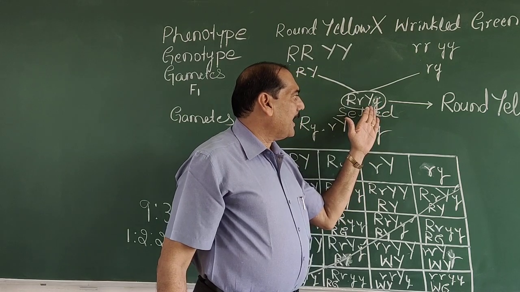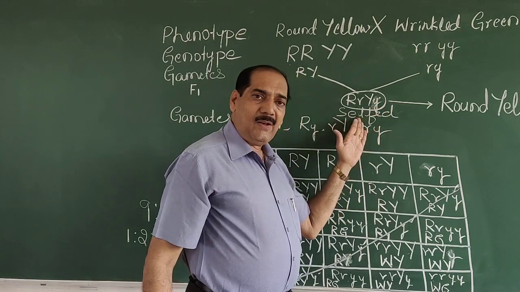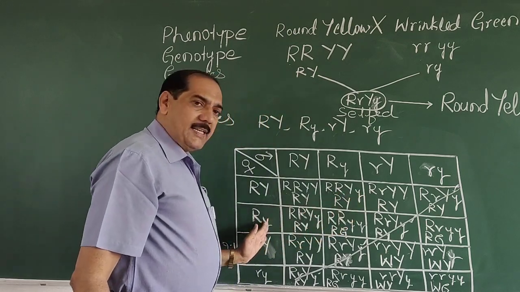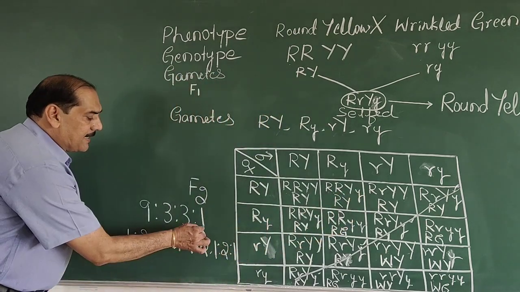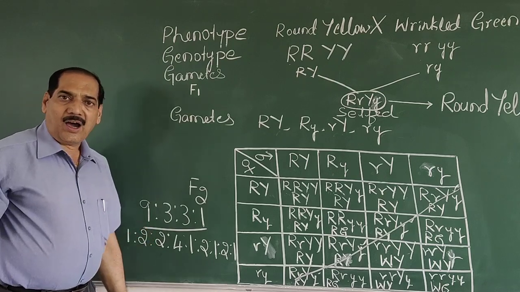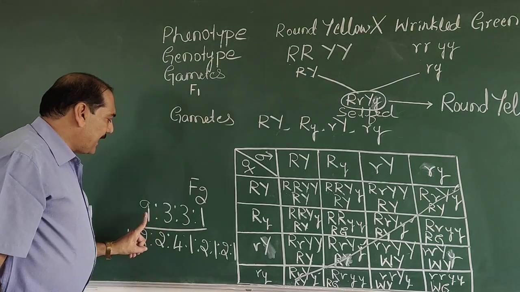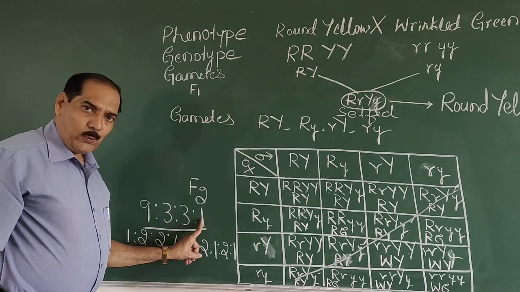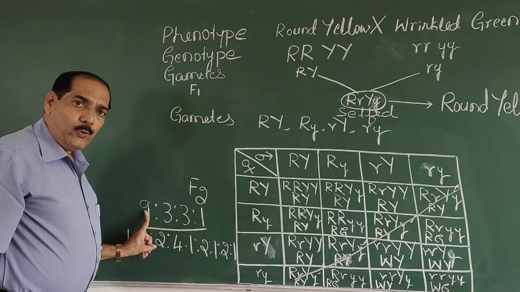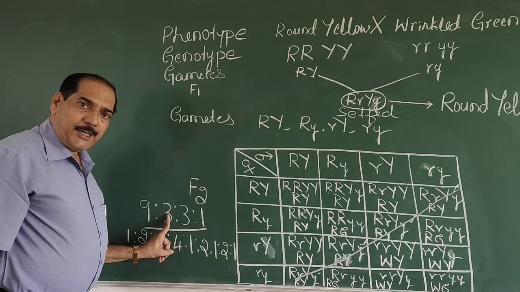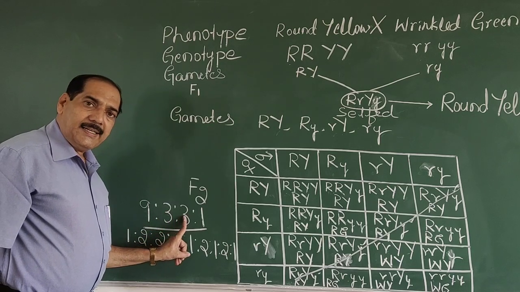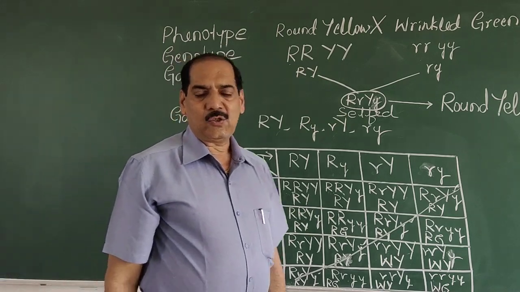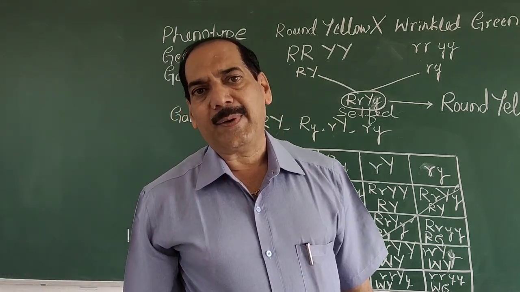When these hybrid plants are selfed, in the next generation, the F2 generation, 4 different types of plants are produced in the ratio of 9:3:3:1. 9 round yellow, 3 round green, 3 wrinkled yellow, 1 wrinkled green. So this is about the dihybrid cross.